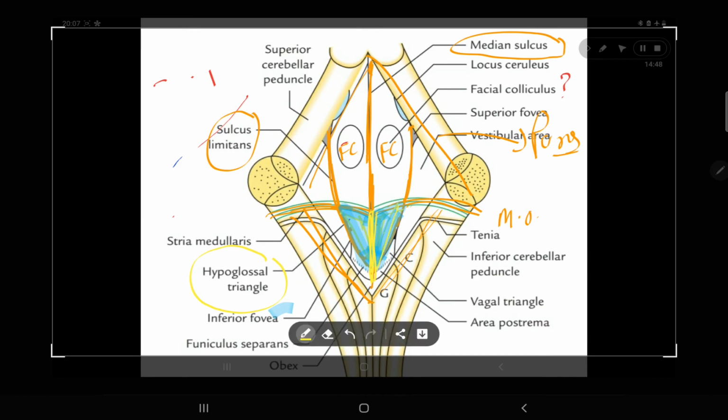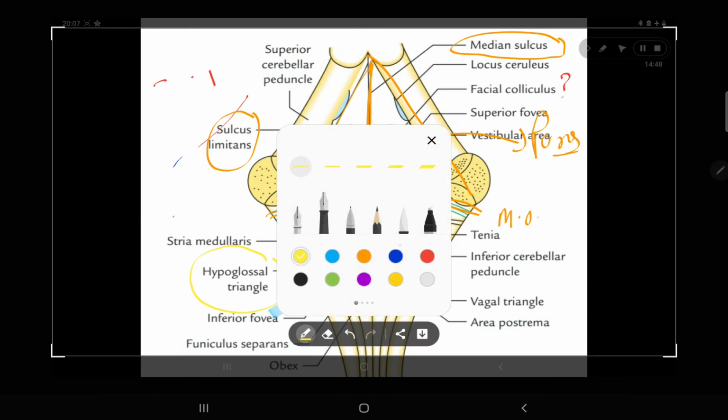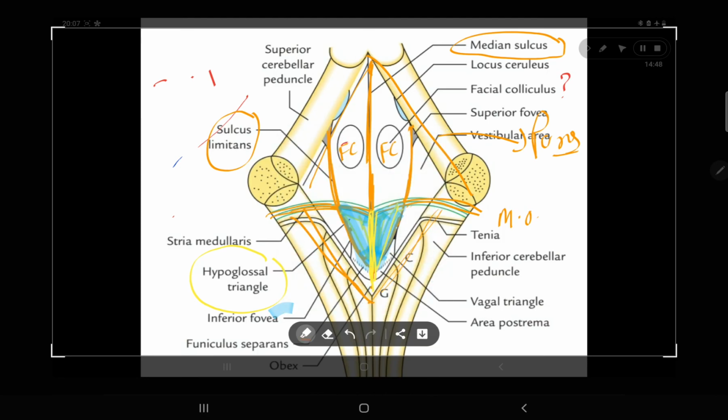Lateral to this hypoglossal triangle you can see another two triangles below. I am highlighting them with red, this one and this one. These two triangles are the vagal triangle. This is self-explanatory, because the vagal nerve nucleus is present. That's why this is called your vagal triangle.